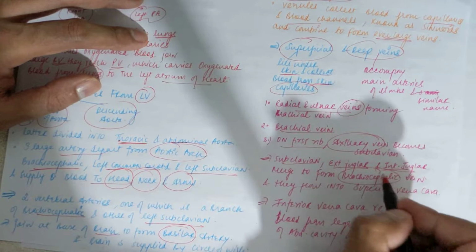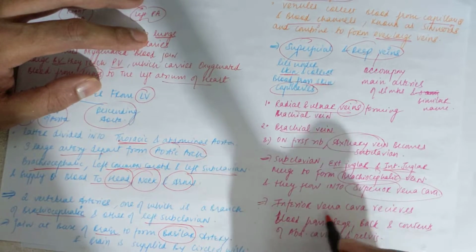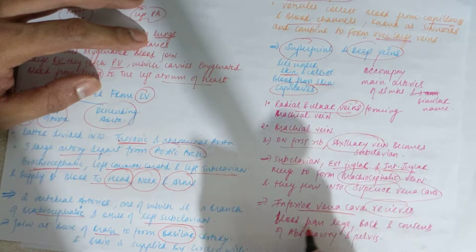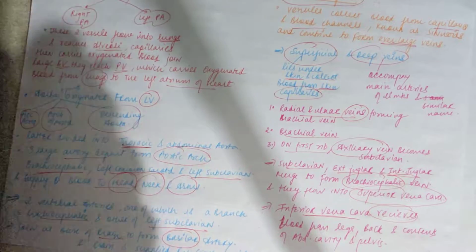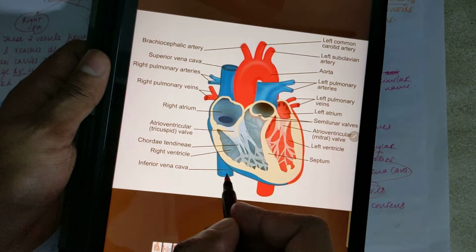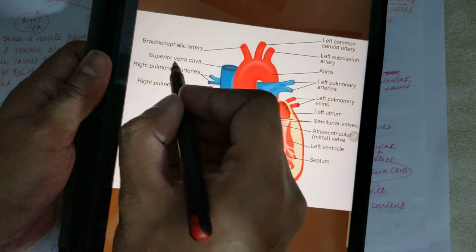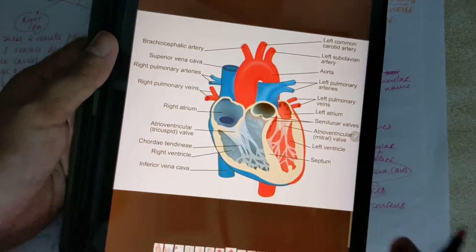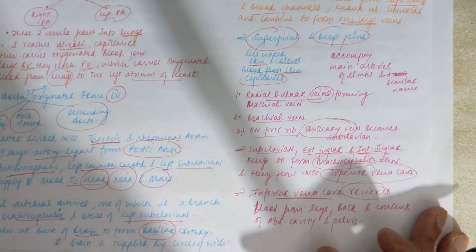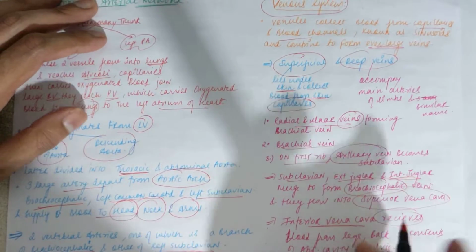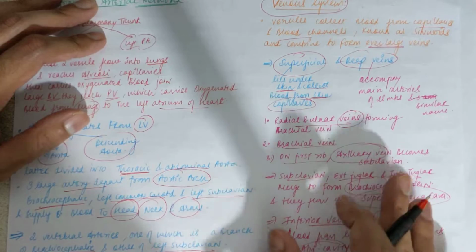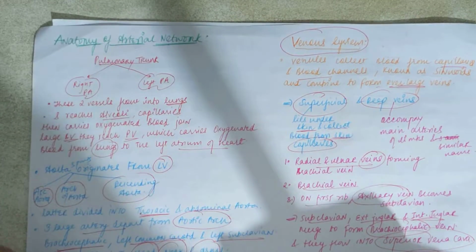They will merge into the brachiocephalic and then the superior vena cava, and the inferior vena cava receives blood from the legs, the lower part. So you can see in this heart we have this inferior vena cava and this superior vena cava. The superior vena cava receives blood from the upper part, that is the neck, brain and arms, and the inferior receives from the lower part: legs, abdominal cavity and pelvis. Okay, so this is the venous system.